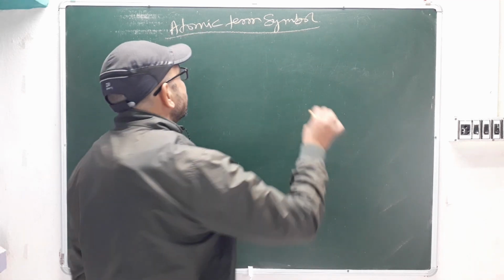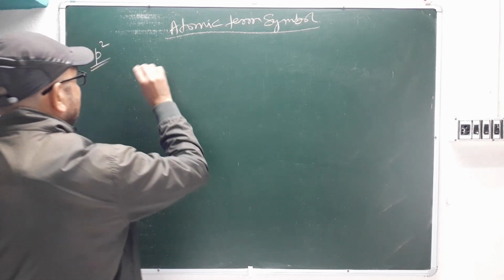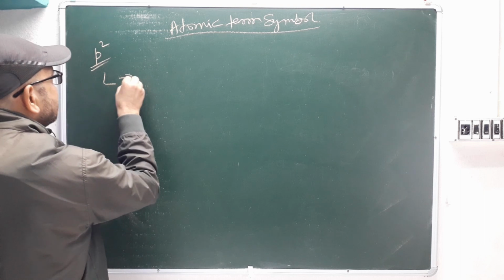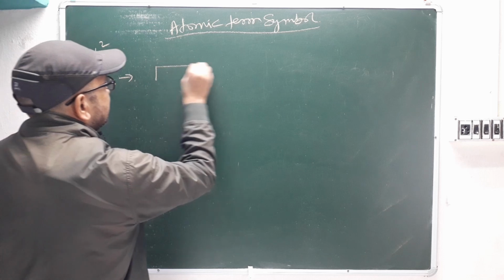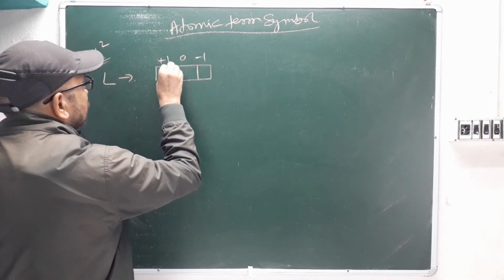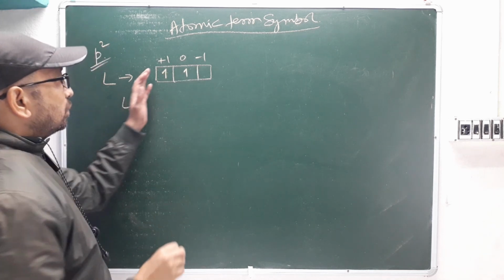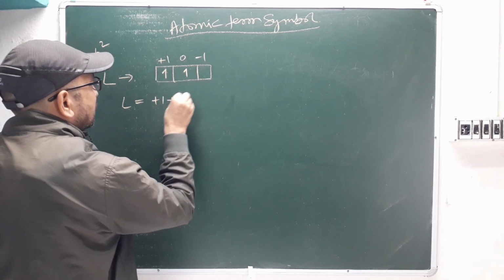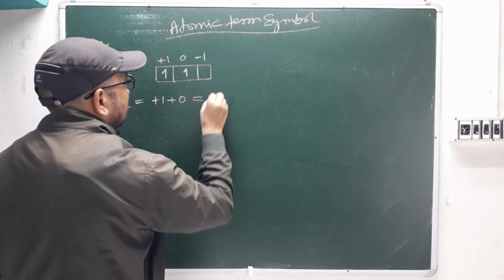So suppose I am taking P2, and then you have to fill up this P2 first. So for the possible L value, L means your orbital value, you have to find it out. Let's see for P how much it is coming. This is +1, this is 0, this is -1, okay. P2, so 1, 2. Now L equals whatever the numbers come, you have to add them up, right? So this will be +1 and +0. So how much is it coming? This +1 +0 is 1. So 1 means what?